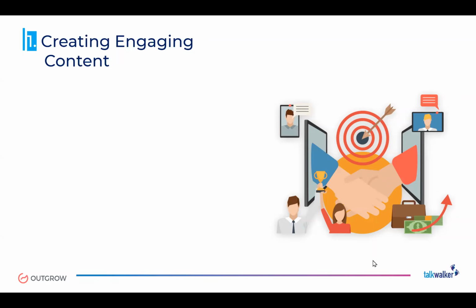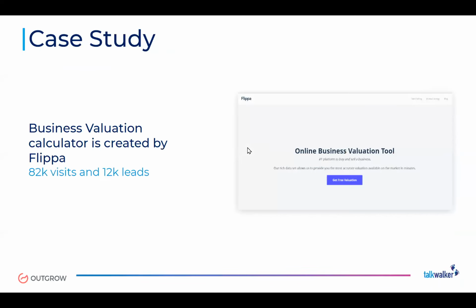Interactive content jumps in here because it is inherently personalized, and it provides the user with quick answers for their queries and provides recommendations according to their needs and preferences. Here, interactive content like quizzes and calculators can be especially helpful. What you see on your screen is a business valuation calculator that was created by Flippa. Flippa is a marketplace for buying and selling online businesses, and it's based in Melbourne. Through this calculator, the lead can determine their business valuation by answering a simple set of questions.